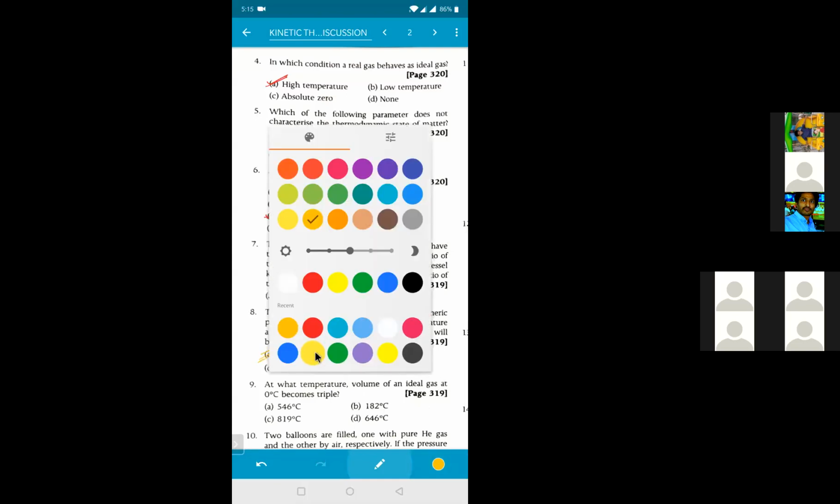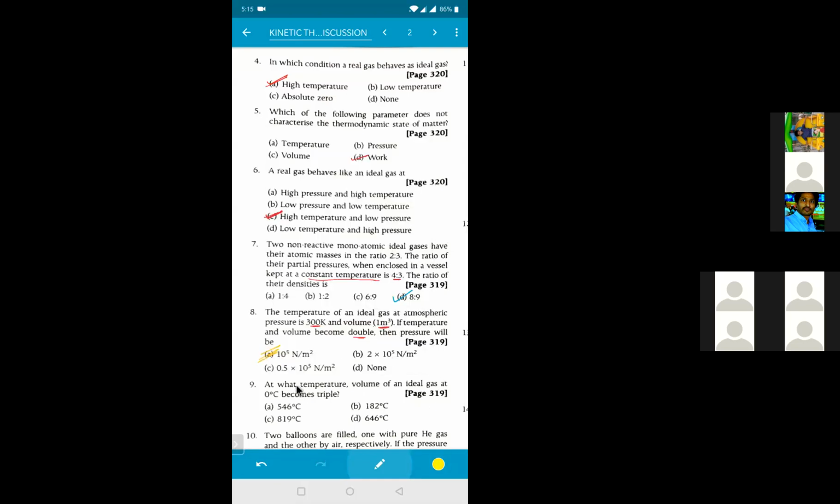Next question. At what temperature does the volume of an ideal gas at 0 degrees centigrade become triple? Can anyone tell me the relation between volume and temperature?